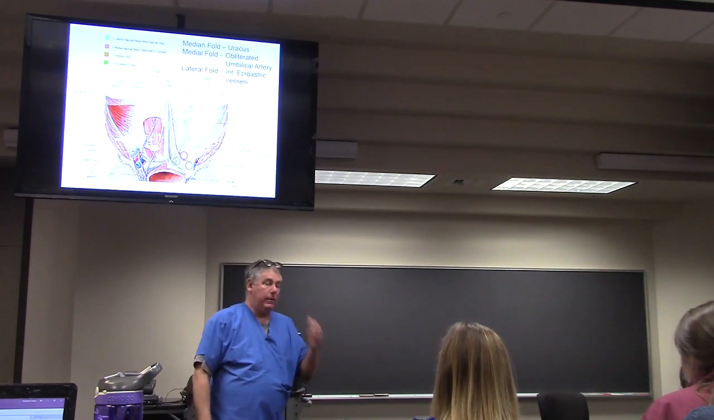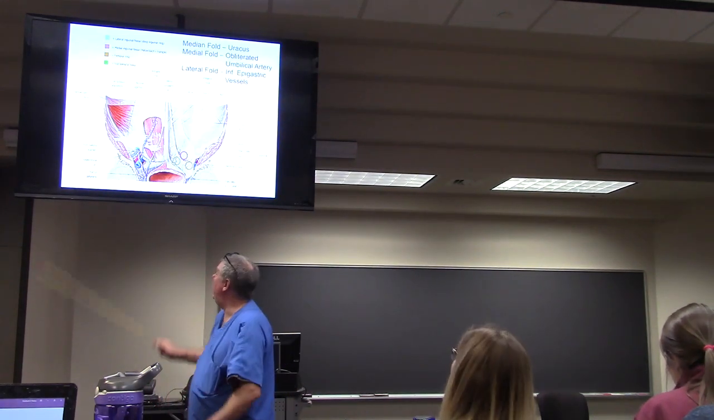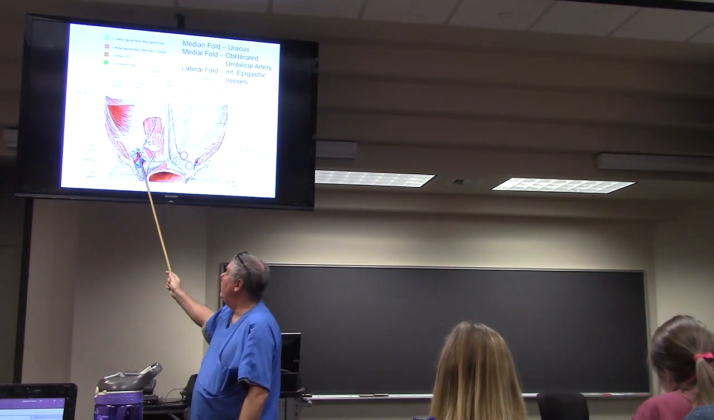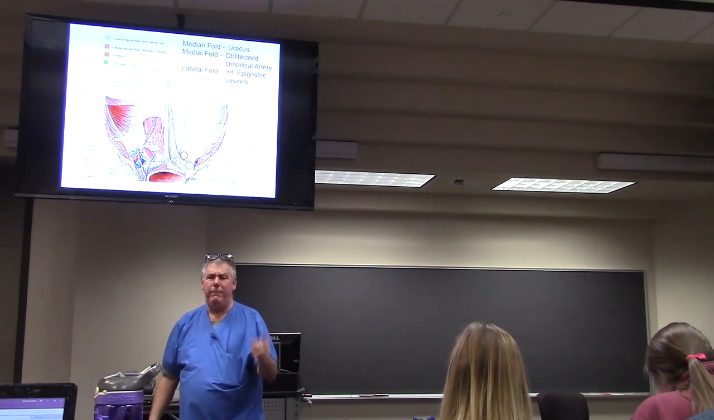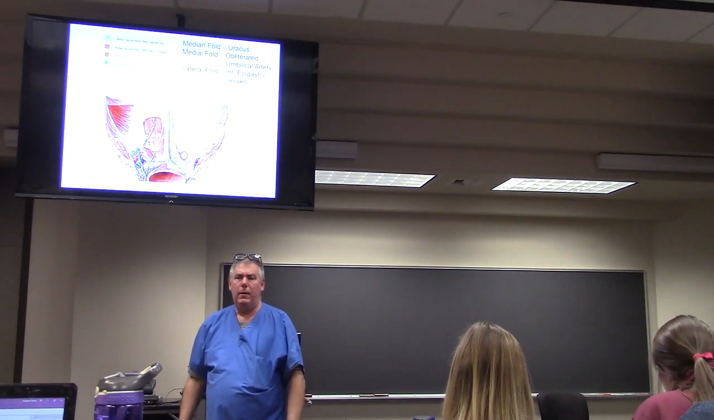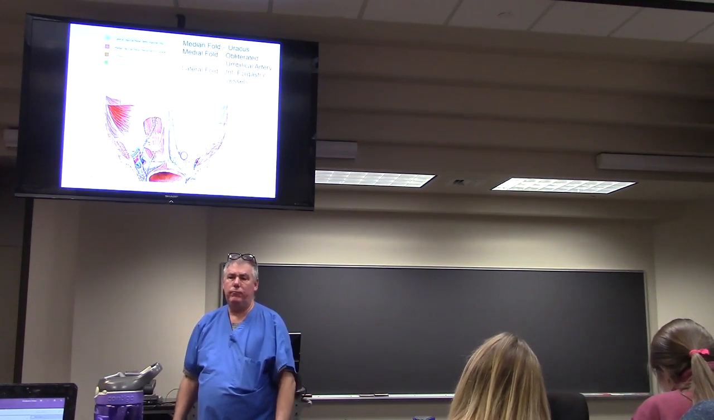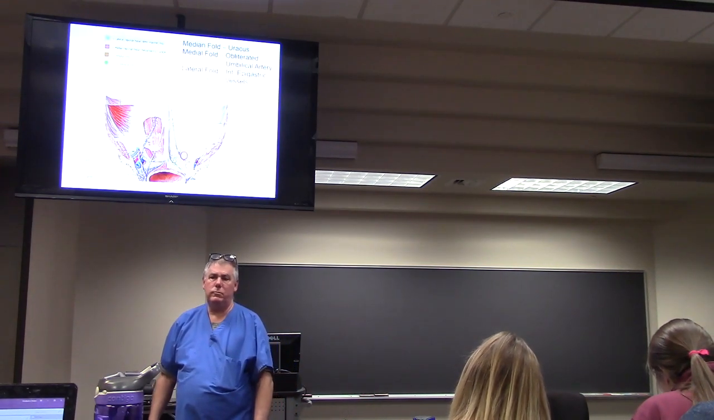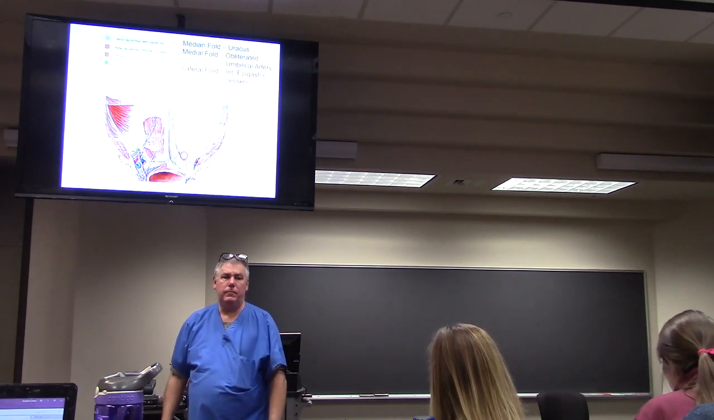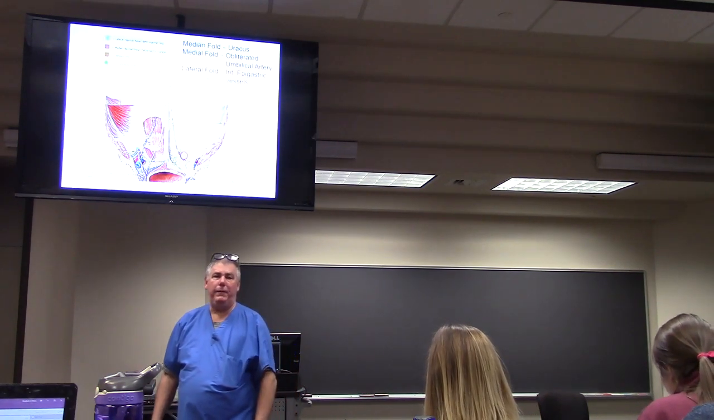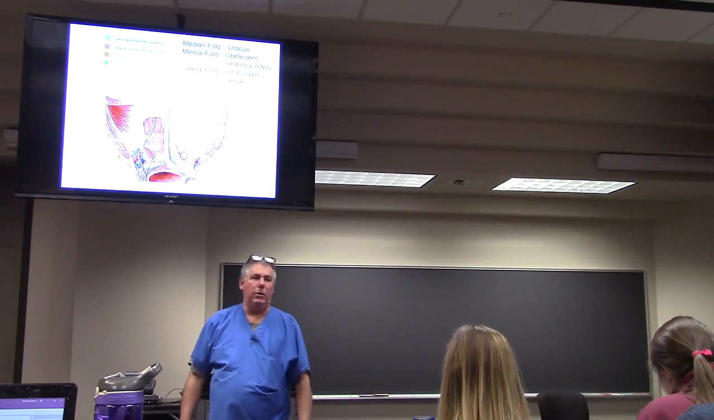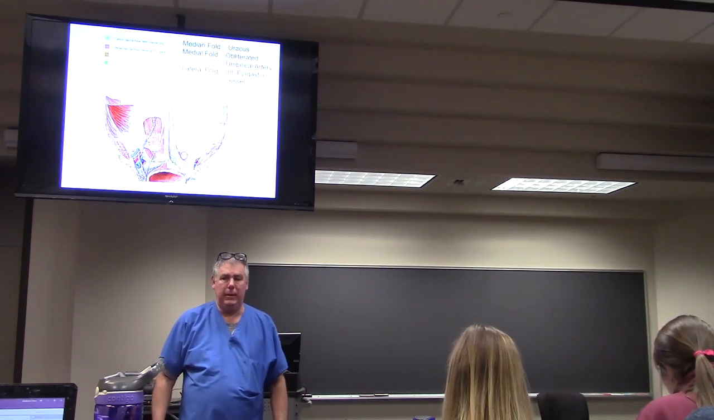If you're a guy, what goes through that deep inguinal ring is the testicular artery and vein and the vas deferens. If you're a female, the only thing that goes through there is a structure called the round ligament.